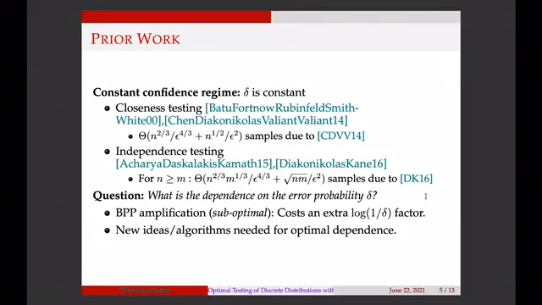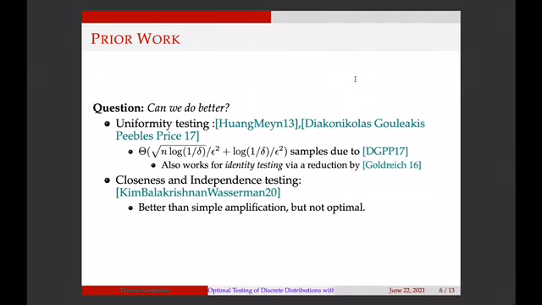So obviously that adds another factor of log 1 over delta in sample complexity, which turns out to be suboptimal. It's also obvious that if someone wants to improve on this naive bound, you need new ideas and algorithms, at least for the two problems that I described in this talk. So can we do better?